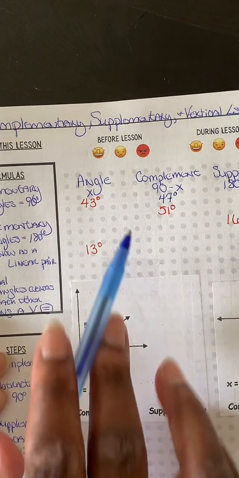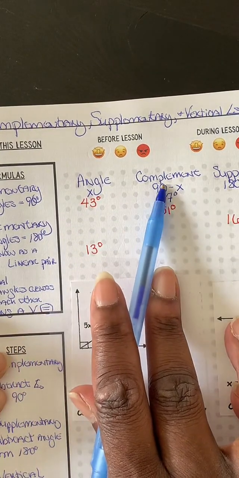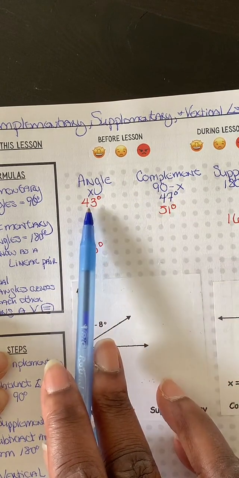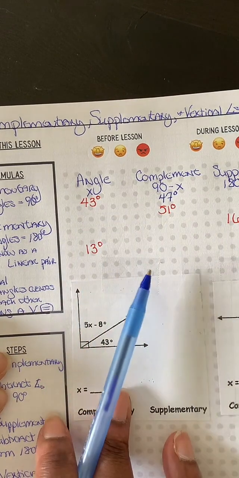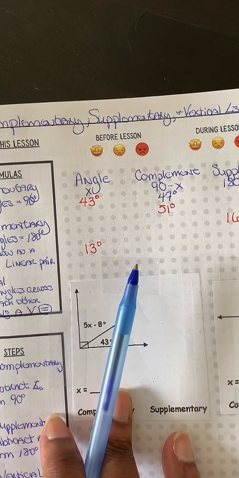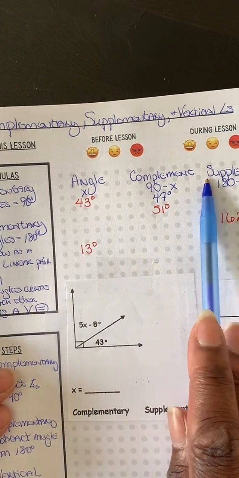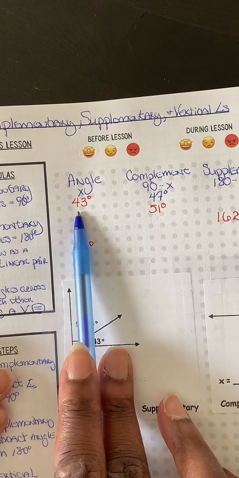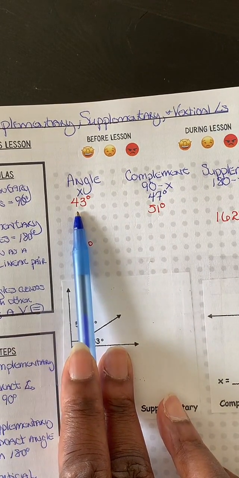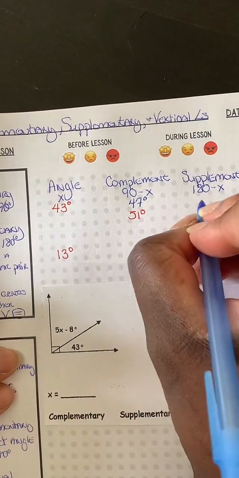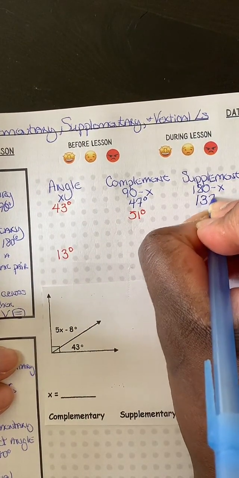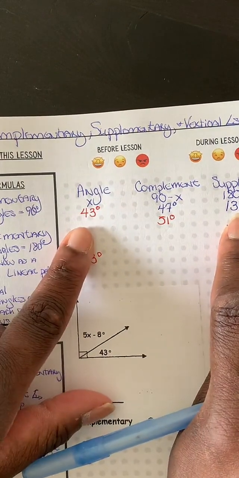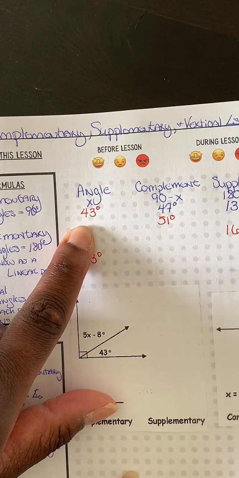All right, so if you need to find the complement, you want to get 90 degrees and subtract whatever the given angle is. If I want to find the supplement, because of the S, I'm going to take 180 and subtract the angle that was given, which is 43. So 180 minus 43 gives me 137. So 137 degrees is the supplement of this angle at 43 degrees.